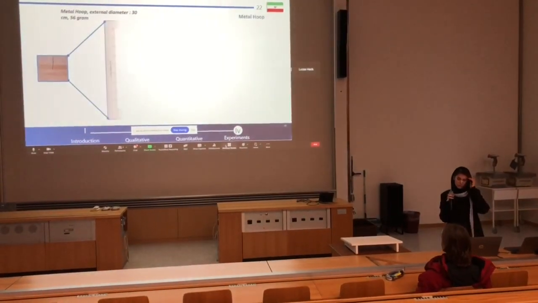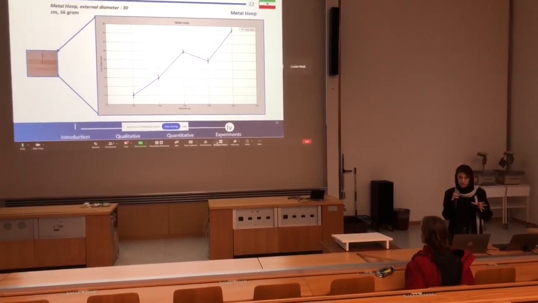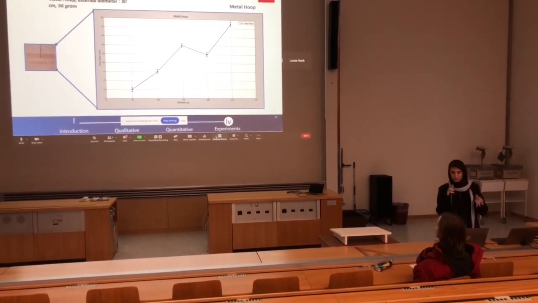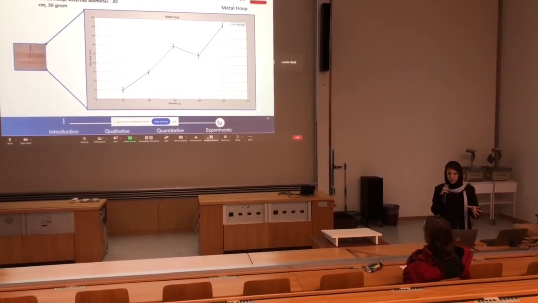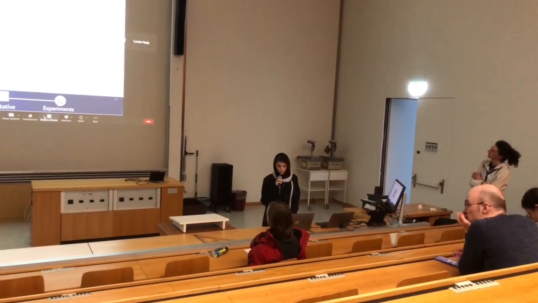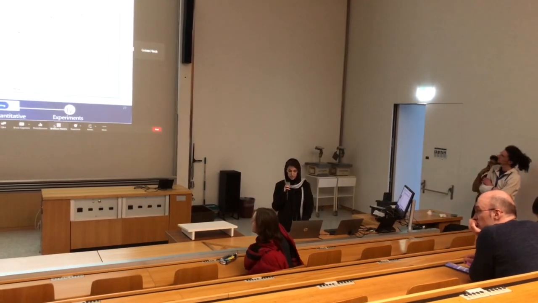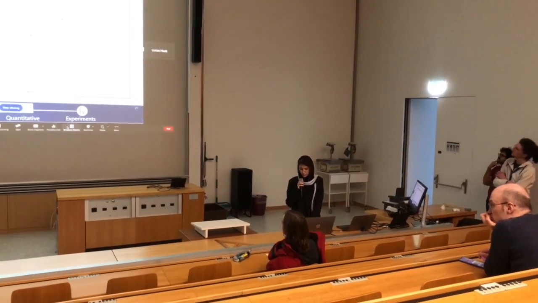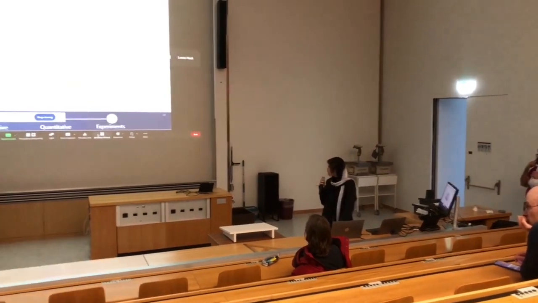Now, if we want to see how the mass affects the hop size, we can say that for the metal hoop, as we increase the mass attached to the hoop, the hop size will increase too. The same thing happens for the plastic hoop and the wooden one. We can see the same ascending trend here. As we increase the mass, the hop size will increase too.